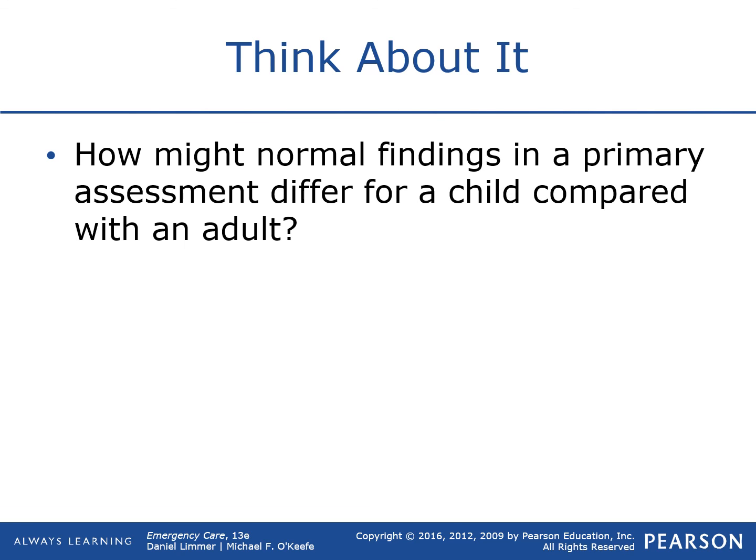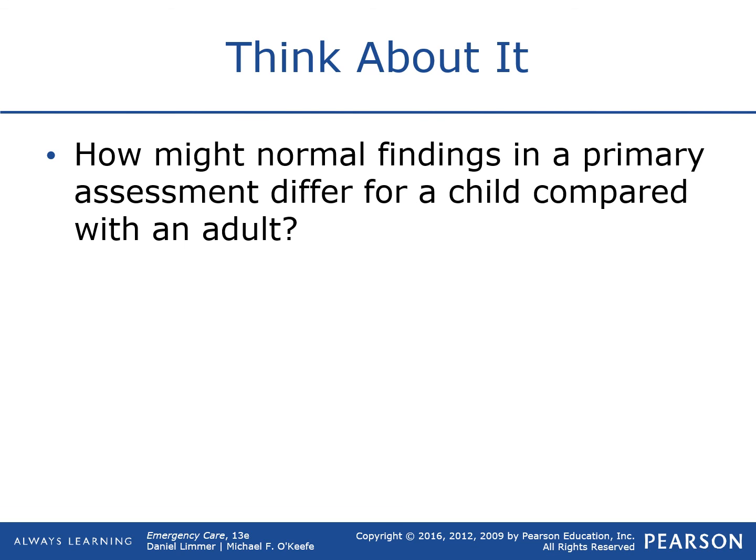So think about how normal findings in a primary assessment might differ for a child compared with an adult. So remember, in your primary assessment, you want to know if they're breathing, and then you want to know if they're breathing really fast or really slow. You don't want to count respirations, but you just want to know, is it really, really fast or really, really slow? Because that helps to tell you if it's effective or not.